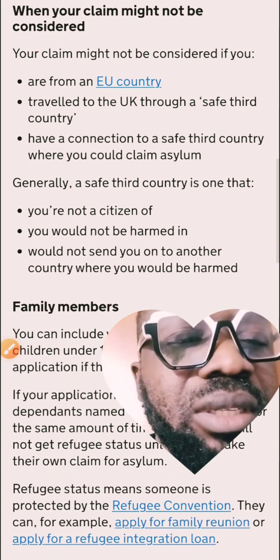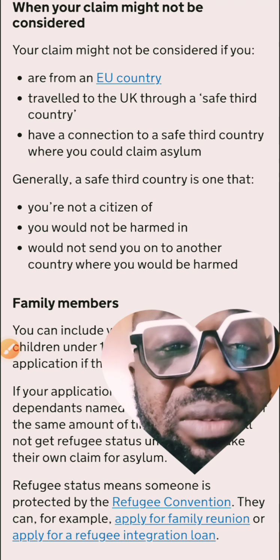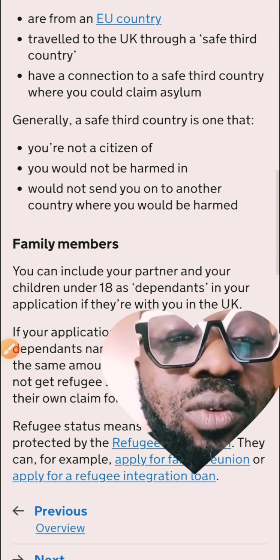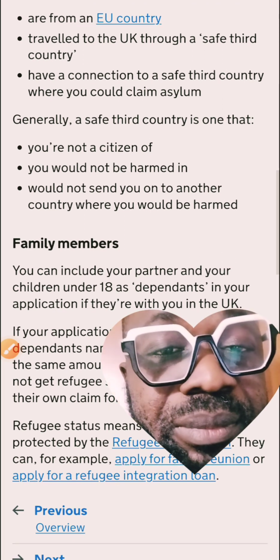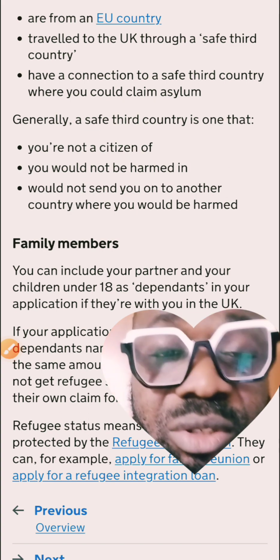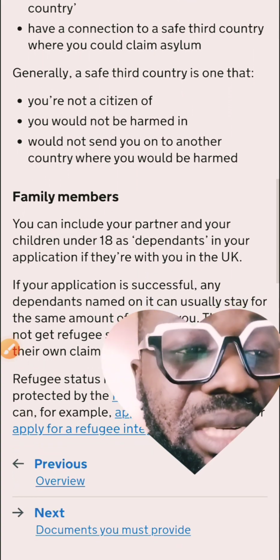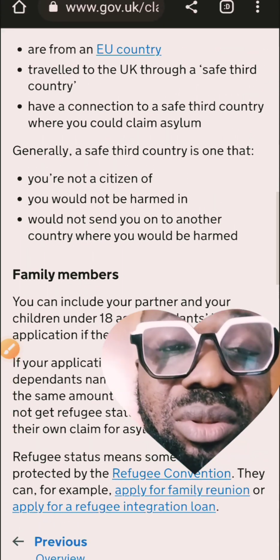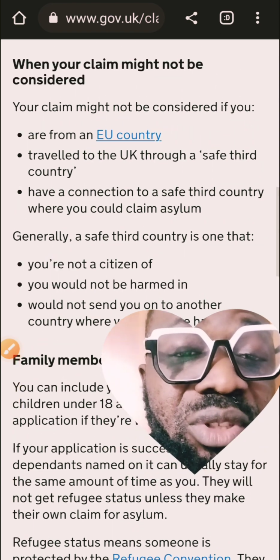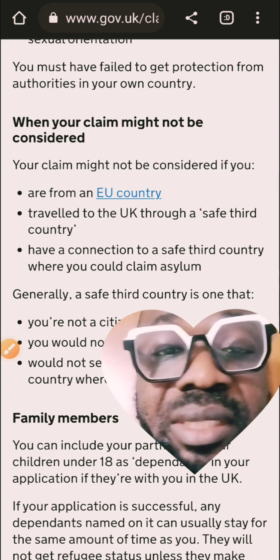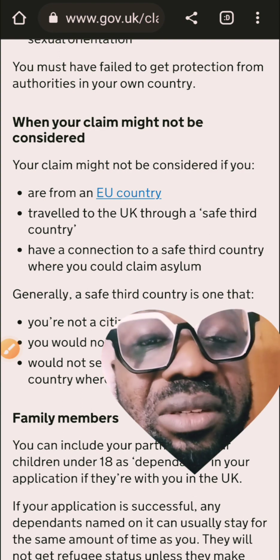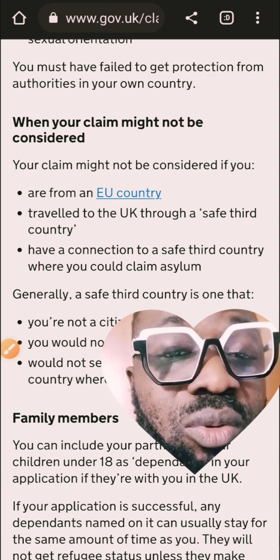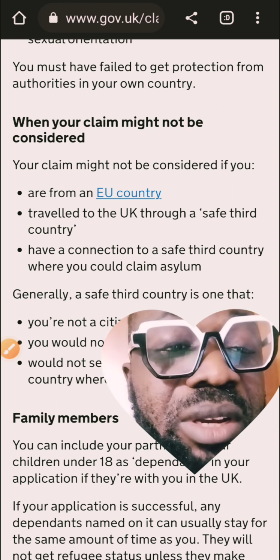And your claim might not be considered, even with all of these things listed earlier, if you are from an EU country. You must come from a third world country, not from the EU zone. And secondly, if you travel to the UK through a safe third country, the country you migrated from to the UK, is safe, then you might not be considered. Because one of the reasons, the basis of you being granted asylum, is to know that you are not safe where you're coming from.